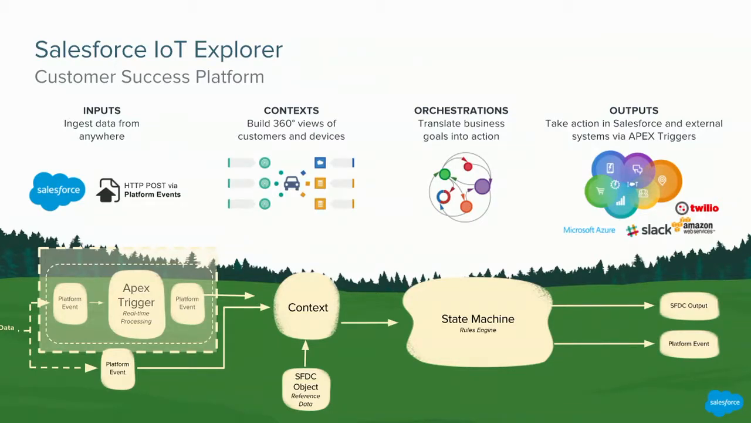And then you create IoT orchestration. IoT orchestrations are your business logic. It's a finite state machine. You can create rules declaratively through a point-and-click interface, and then take actions from there. And lastly, the outputs of that rules engine or your business logic can go to Salesforce, or back to platform events, where you can then output to any third-party API or integration.